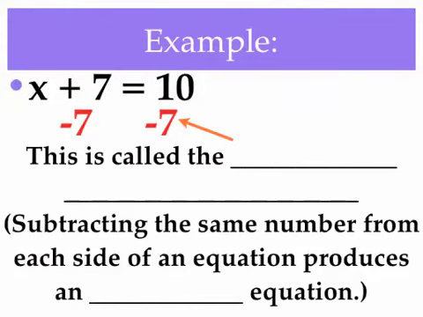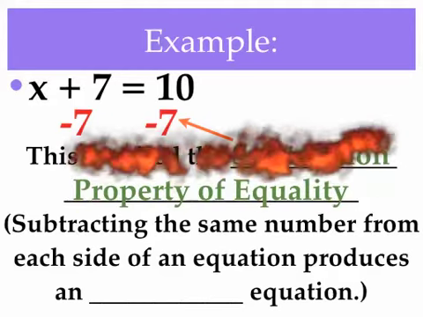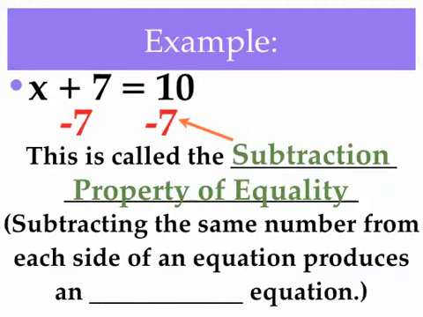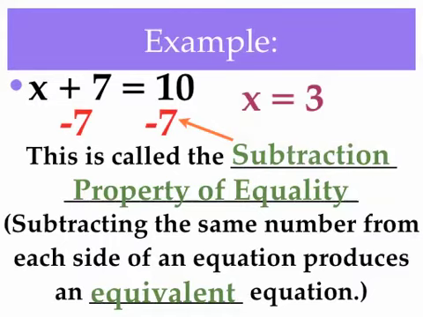This subtracting from both sides is called the subtraction property of equality. Subtracting the same number from each side of an equation produces an equivalent equation. When I subtract 7 from both sides of this equation, I find that x equals 3. Again, I could plug 3 in for x, and I have 3 plus 7 equals 10. That is true, so I have checked my answer, and I know that x equals 3.